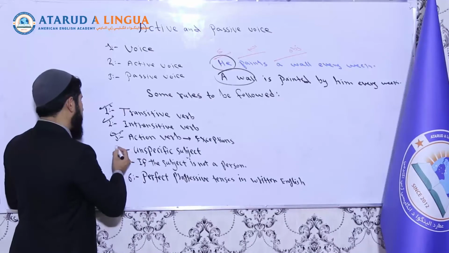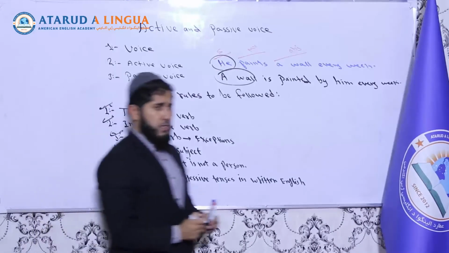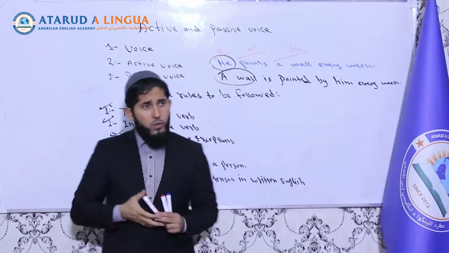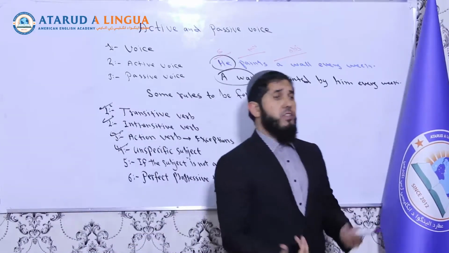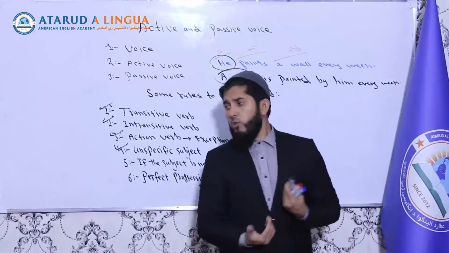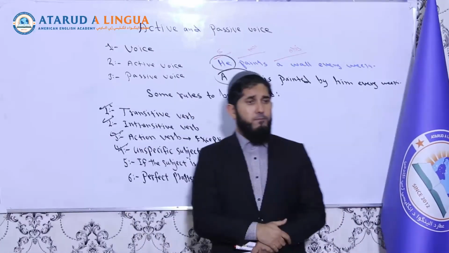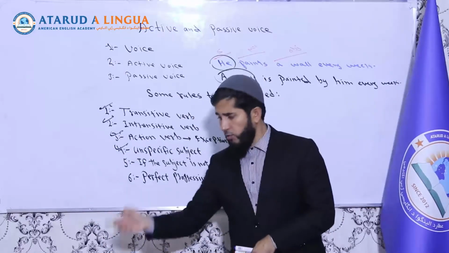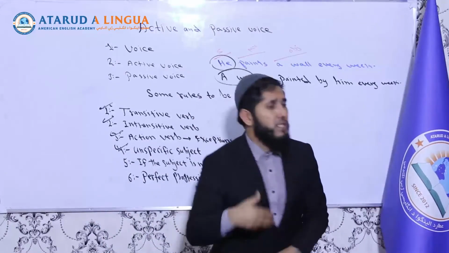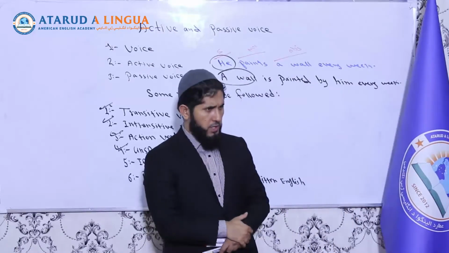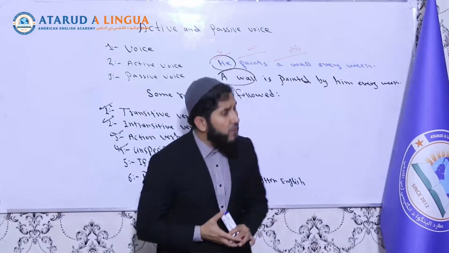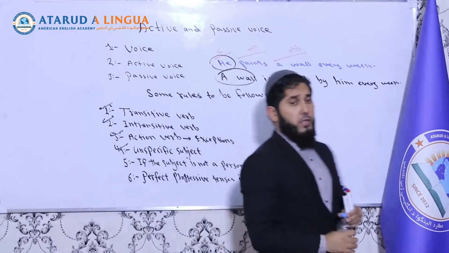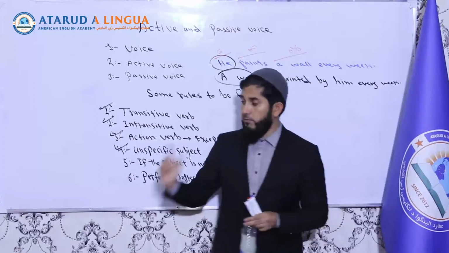Non-specific subject: if the subject of your active sentence is not a specific person or thing, you don't need to mention the by phrase. For example, someone broke the chair yesterday. The chair was broken yesterday. You don't have to say by someone. Understood? Why? Because someone is not a specific subject. If you say Ahmad broke the chair yesterday, then you can mention the by phrase: the chair was broken by Ahmad.